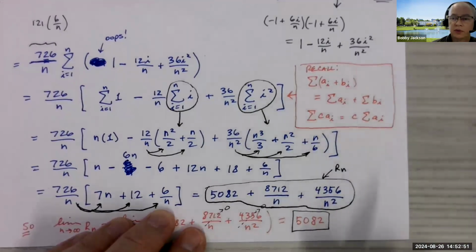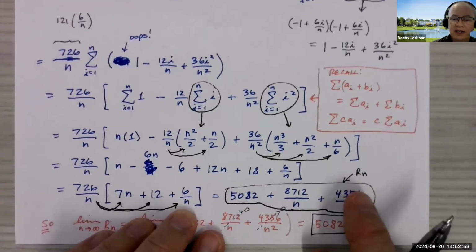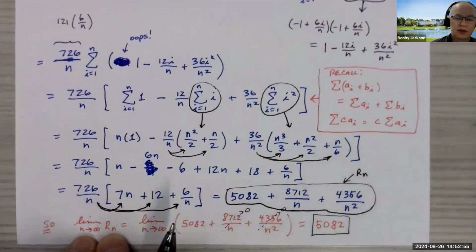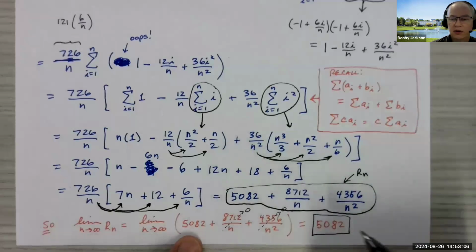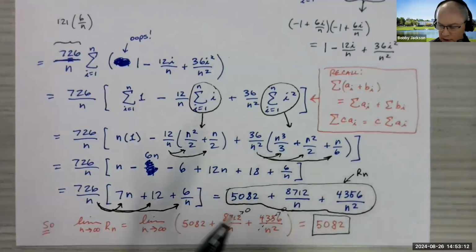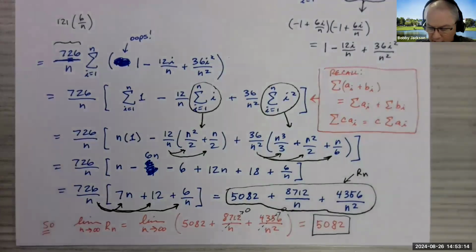So the question in this problem was, what's the limit as n goes to infinity of r sub n? It's just the limit as n goes to infinity. We just put that in here. And notice these two fractions, since they're dividing by n and n squared, these are constants up top. They're both going to go to 0 as n goes to infinity. And so the limit is just 5,082. And so that is the answer to this problem.